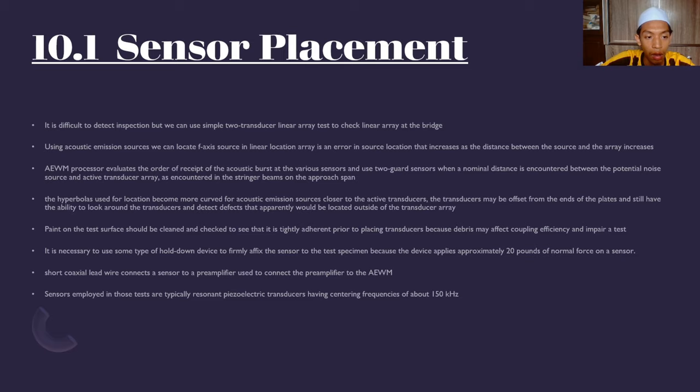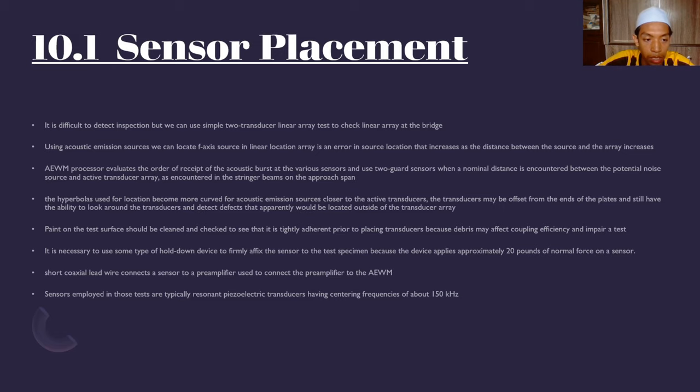Paint on the test surface should be clean and checked to see that it is tightly adhered prior to placing the transducer, because drips may affect coupling efficiency and impair a test. It is necessary to use some type of hold-down device to firmly affix the sensor to the test specimen, because the device applies approximately 20 pounds of normal force on the sensor.